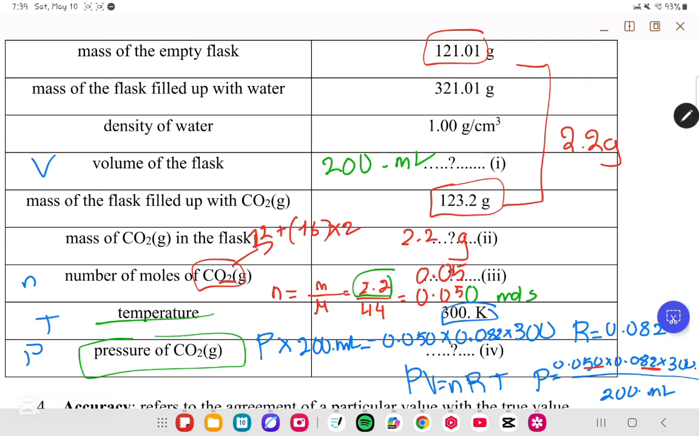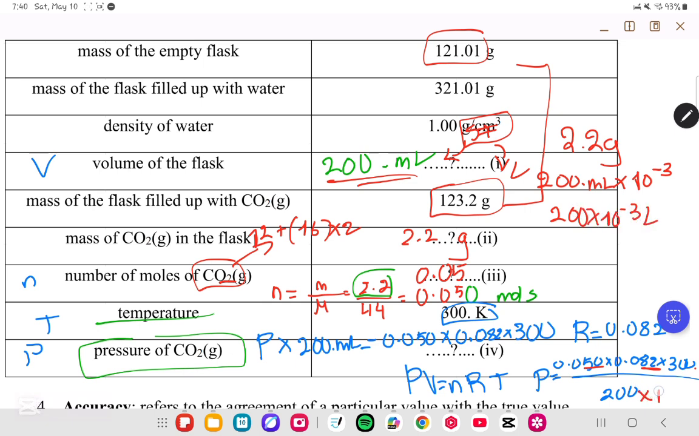Oh, but I made a very, very big mistake. I did not change the units. We found the volume of the flask in milliliters, but I forgot to change it into the SI unit, which is liters. In order for me to change it to liters, it will be 200 milliliters times 10 to the power of minus 3. So it's 200 times 10 to the power of minus 3 liters.